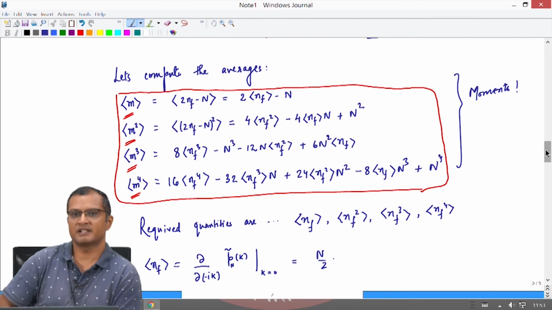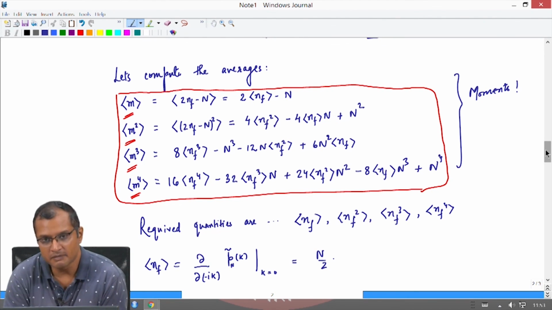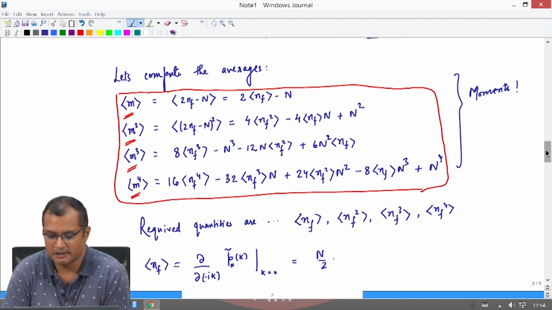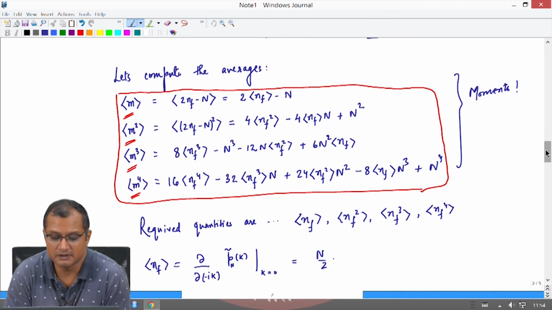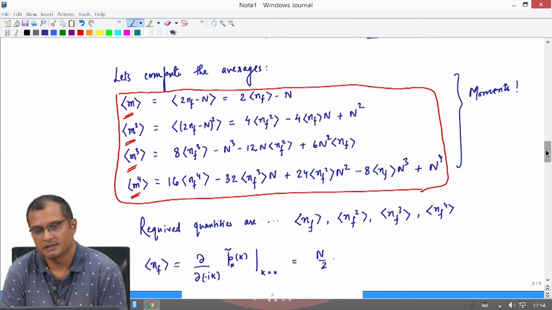So, the averages of the net displacement of a random walker which is taking unbiased steps in one dimension are straightforwardly calculated, and this is a direct application of the characteristic functions that we have discussed in our course so far.